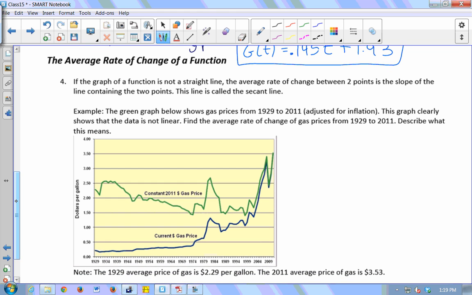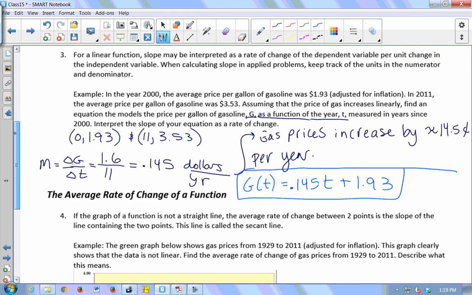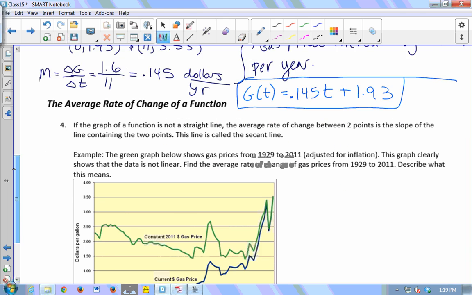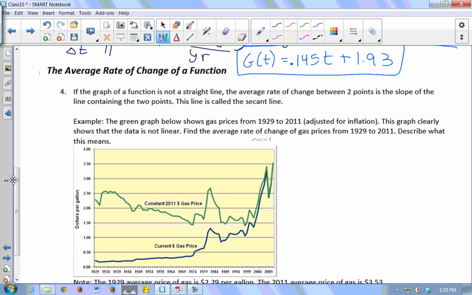Okay. Now we can talk about using slope to measure rate of change, like we did in this example for a linear function. But we can also use a slope to measure the average rate of change for any function, even if it's not a line. So if we have not a straight line, the average rate of change between 2 points is the slope of the line containing the 2 points. So that is called the secant line.